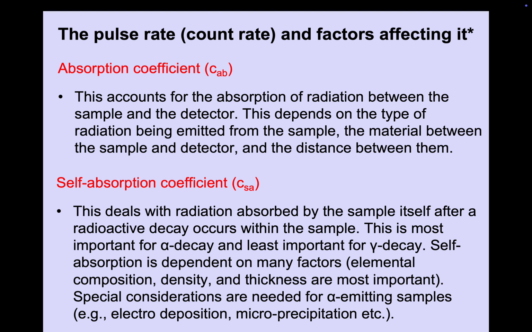Now, self-absorption is dependent upon many factors, so that's looking at the elemental composition, the density and the thickness of the samples. Those are all very, very important, and we can have very special considerations that need to be made for alpha emitting samples. So you will see in a later lecture how we can get around some of these impacts of self-absorption, doing things like electrodeposition of alpha particles onto metal plates that we put right up to the alpha detector to stop self-absorption being a problem. We can also do things like microprecipitation and liquid scintillation counting for alpha particles to try and get around self-absorption.